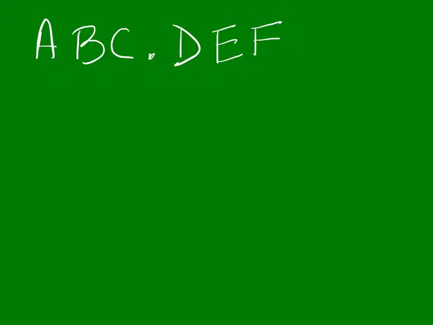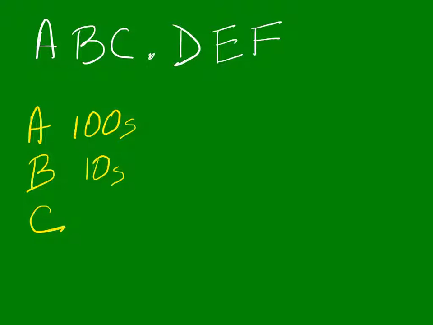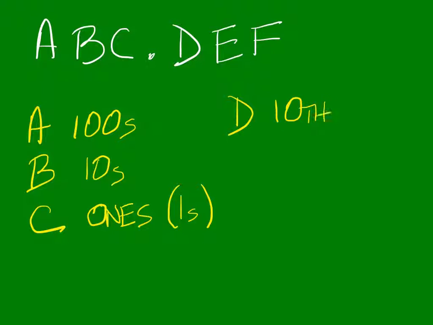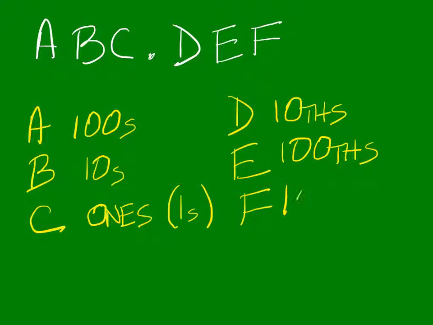These are the decimal places. And instead of numbers, I've put letters. A is what place? Hundreds, with an S. And B is what place? Tens. And C is what? Ones. What about D? Tenths, with THS. What about E? Hundredths, THS. And F? Thousandths, yes.